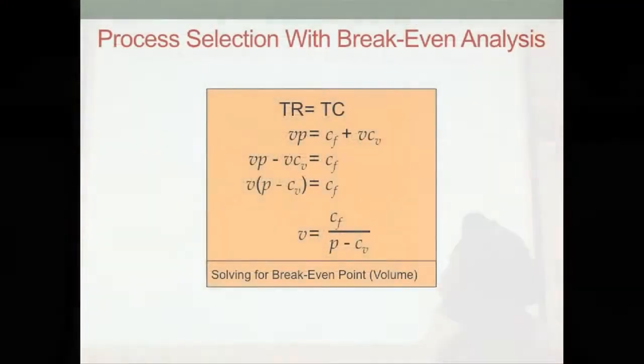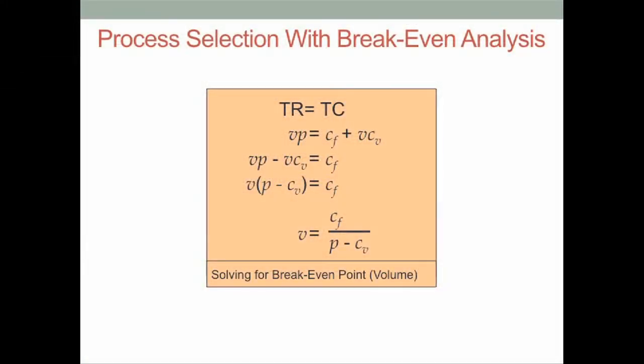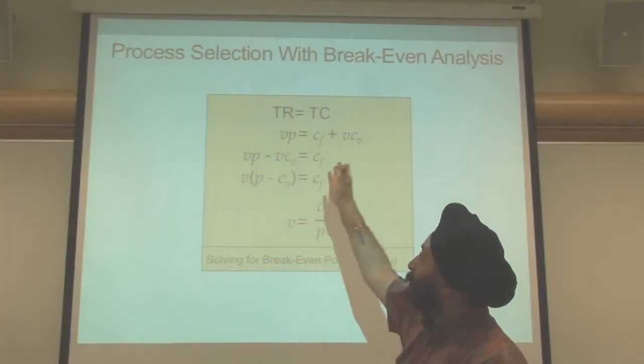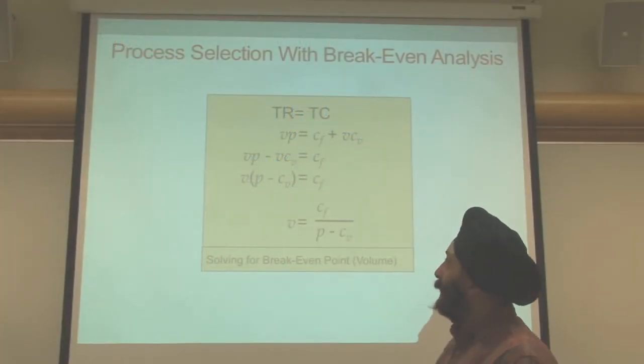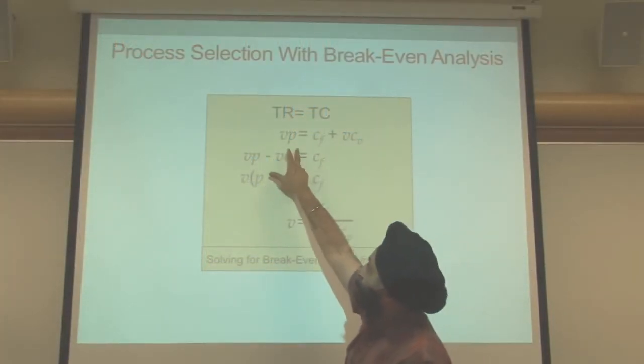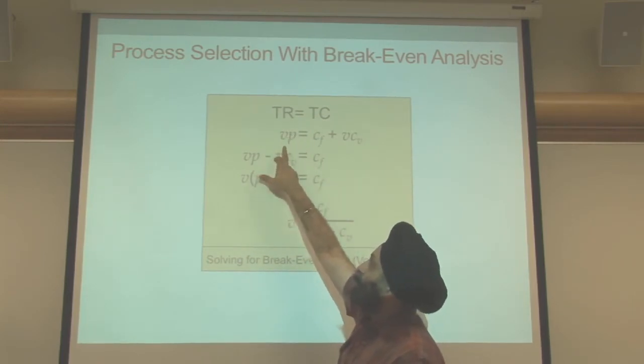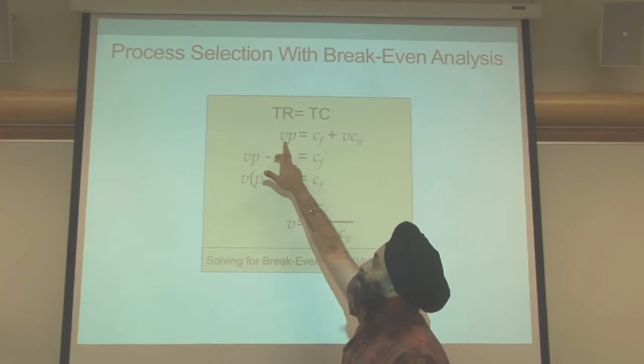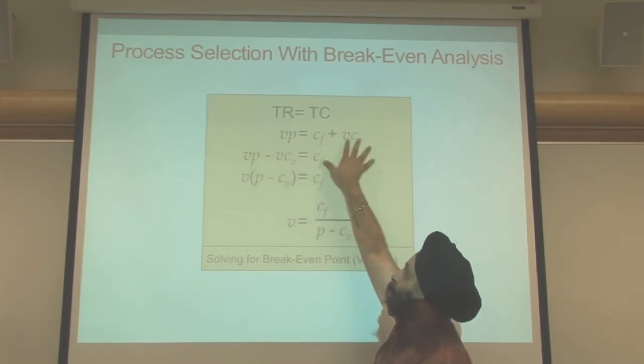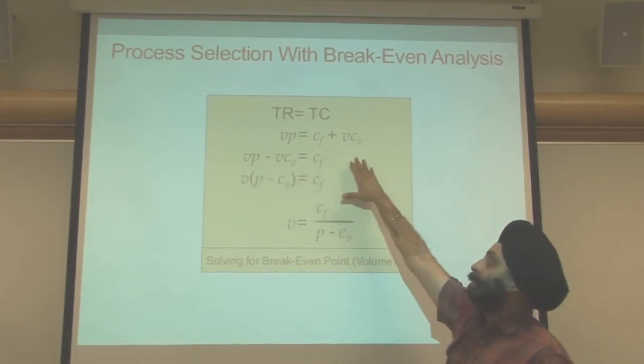So let's go ahead and look at the break-even. At break-even, your profit is 0, which means total revenue equals total cost. In that case, the equation, if we plug in the right numbers for total revenue, which is equal to V times P, volume times price, and the total cost is CF plus VCV.